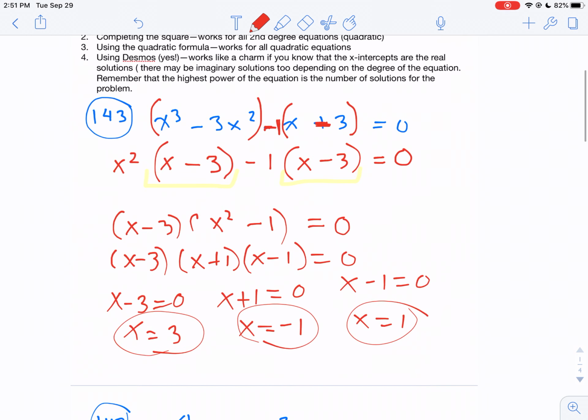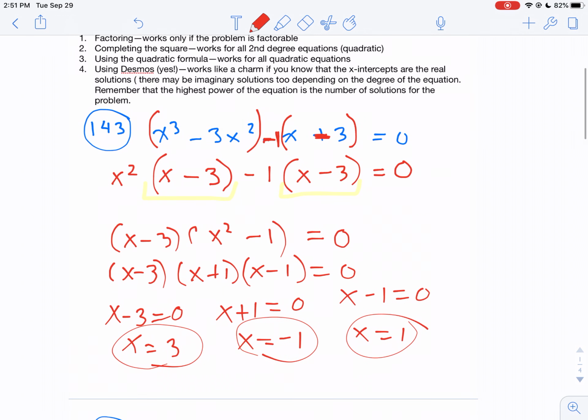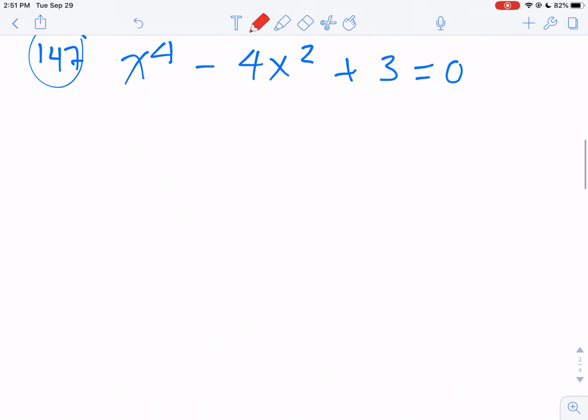Okay, so this is a problem where you have 4 terms, so you can try factoring. Anytime I have 4 terms, the first thing I always do is I try to factor it. Okay, and if it doesn't work, then you can try something else. All right, so that's for that problem.